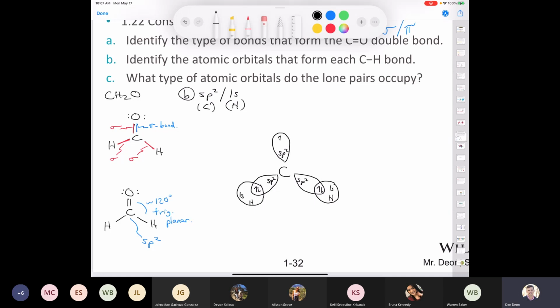Now it's asking me what type of orbitals do the lone pairs occupy? Could anybody tell me what the hybridization of the oxygen is?